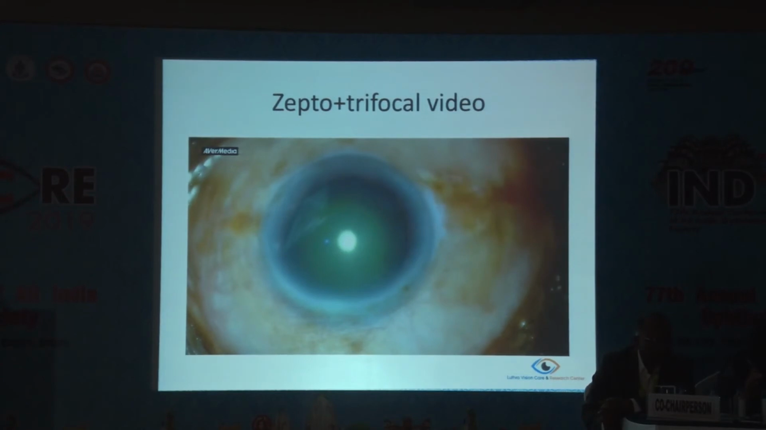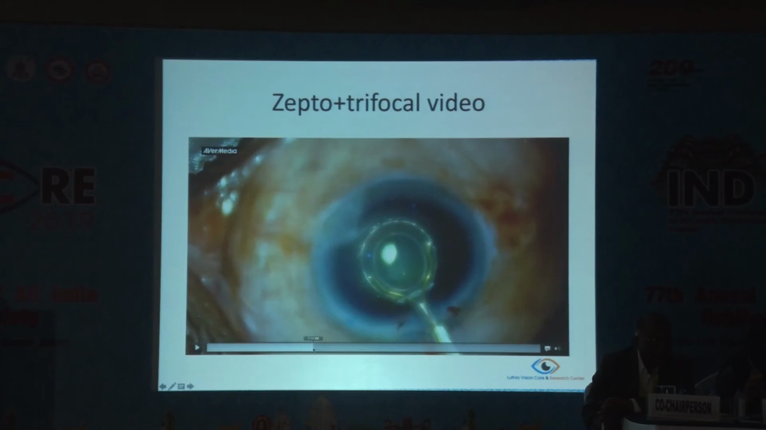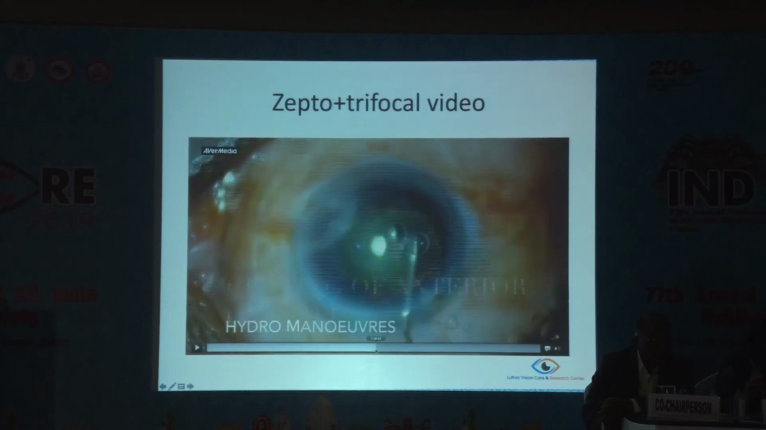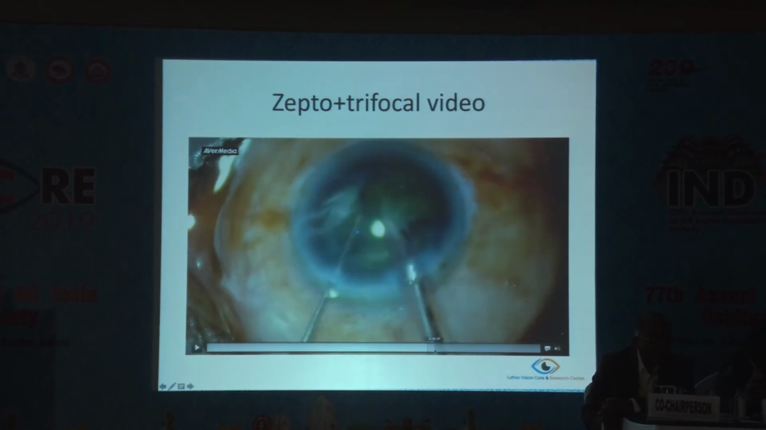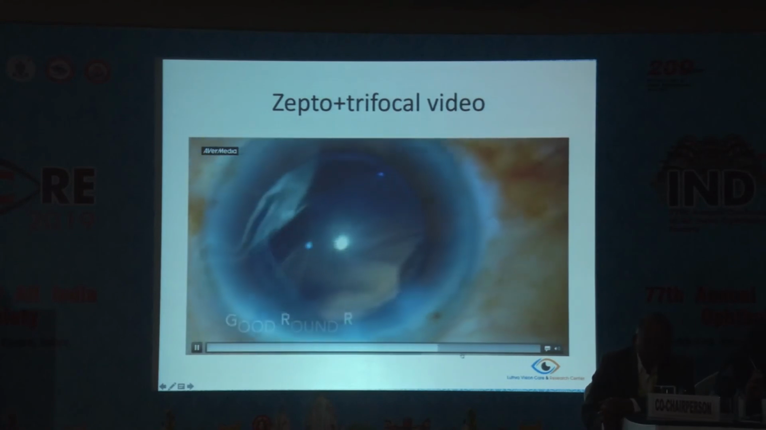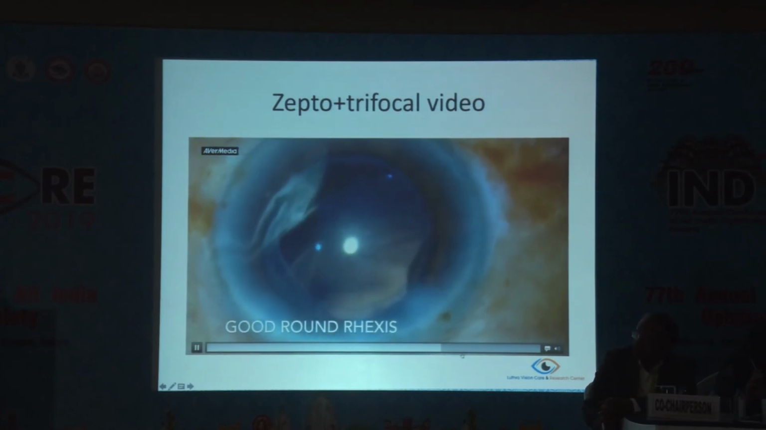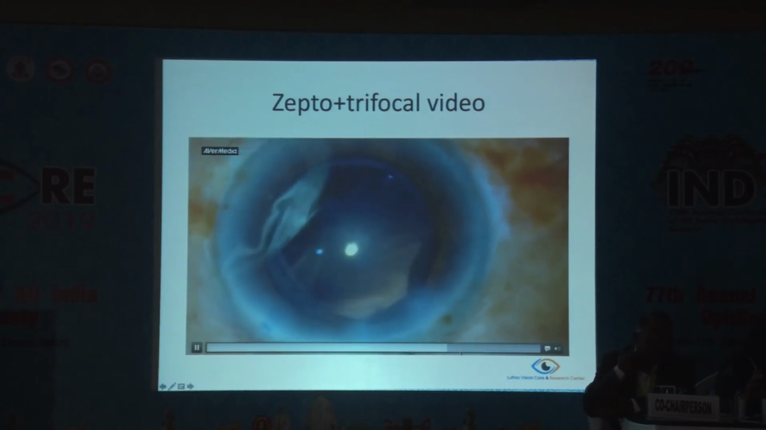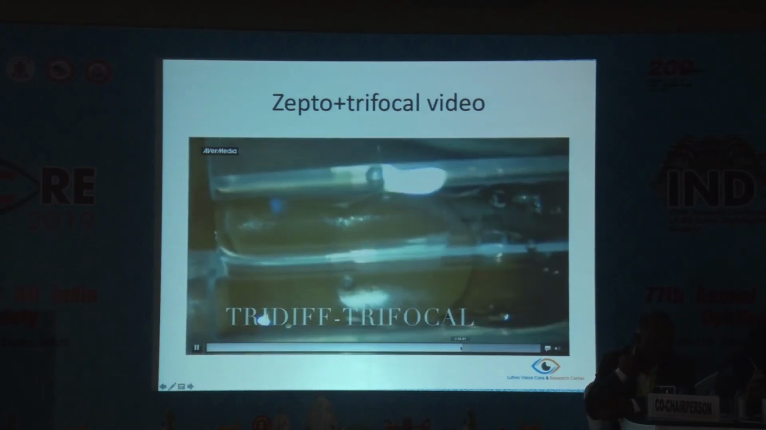There is a small video. I'll skip the Zepto part of it because of the time, and it's an easy to be loaded lens. So maybe from here, this is how a Zepto Rexis looks like. It's a pretty good strong Rexis. I'll just show the loading of the ring. It's a basic loading, simple.